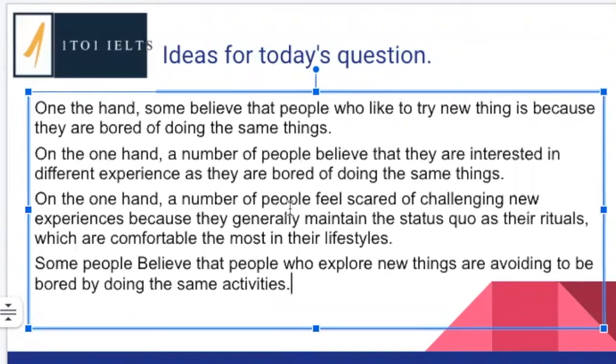Okay, while my other two students are thinking about this and working on this, let's have a look at these first four, so we have enough space on the screen. So this first one: "On the hand, some believe that people who like to try a new thing is because they are bored of doing the same things." Okay, so what we want to be able to do is first see, can I tell the type of essay? So by reading this, can I identify that this is a discussion essay?